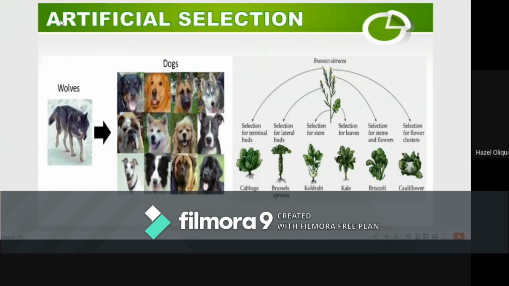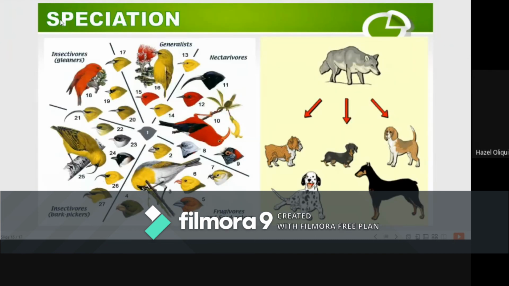Then we have artificial selection, which is the process of selection conducted under human direction. For example, by allowing only like individuals to breed, breeders have created the variety of dogs and crop plants. Then we have speciation. A species is a group of individuals that share a number of features and are able to interbreed with one another, producing fertile or non-sterile offspring. When individuals of one species mate with individuals of a different species, any offspring are usually sterile.